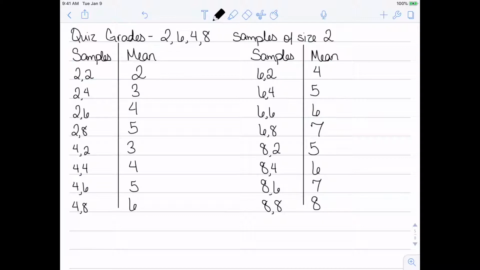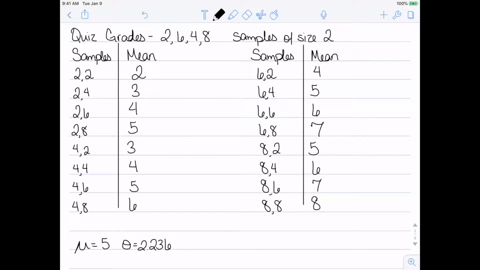Here's the sampling distribution we built earlier for these quiz grades 2, 6, 4, and 8. The 2, 6, 4, and 8 is our entire population, so we can easily find the mean and standard deviation of that. If we do that, we get that mu is 5 and sigma is 2.236. I found both the mean and standard deviation of just those four numbers, 2, 6, 4, and 8.